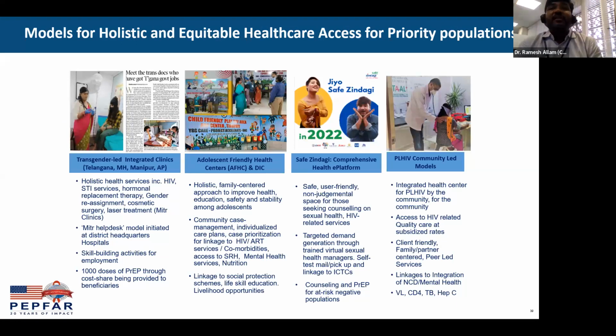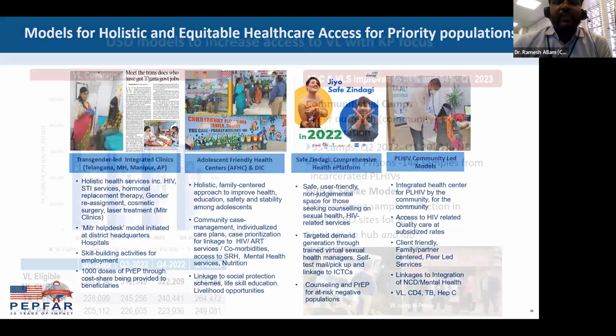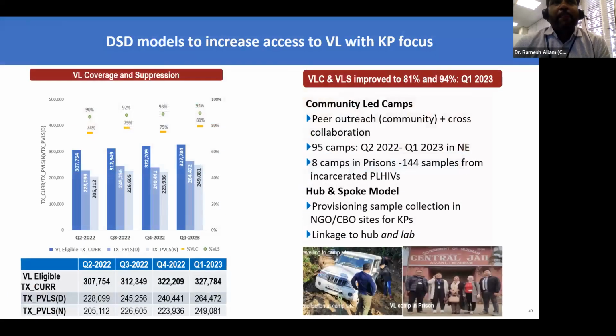And these are different other clinics that we have in other parts of the country. Like in Telangana, you have a TG clinic again. You have an e-platform. You also have community-led models. So these are several other differentiated care models that are already there within many states. I was also saying in my initial slide that differentiated packages of care are not limited to treatment or prevention, but it can go broad to laboratory services too.